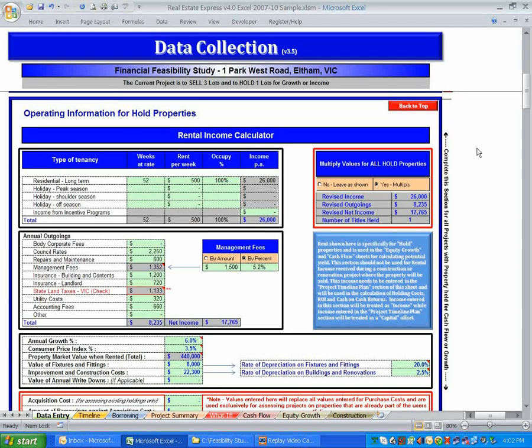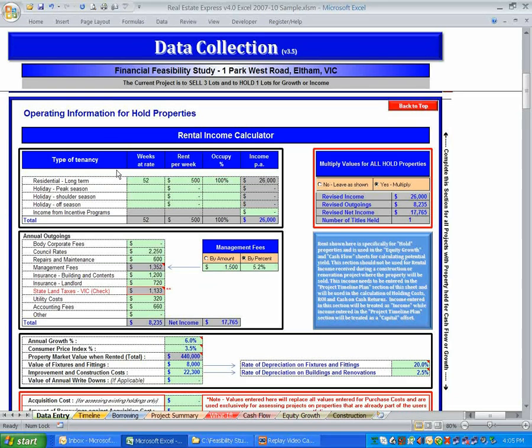The next section on the data entry sheet we're going to deal with is the operating information for hold properties. Now this section is only required where the project involves holding a property for long-term cash flow or growth. If your project does not involve holding a property, then this section can be ignored.